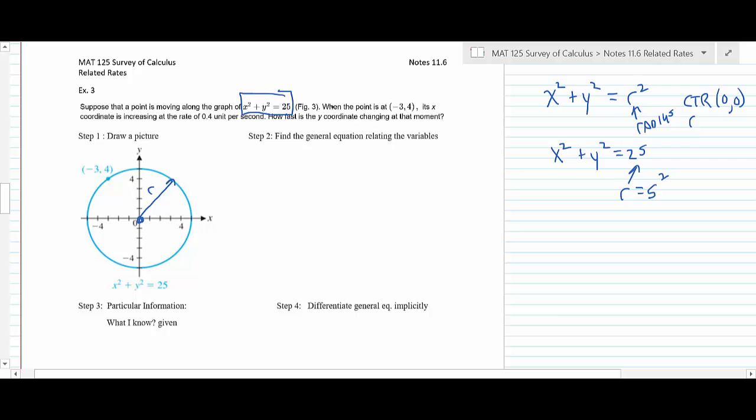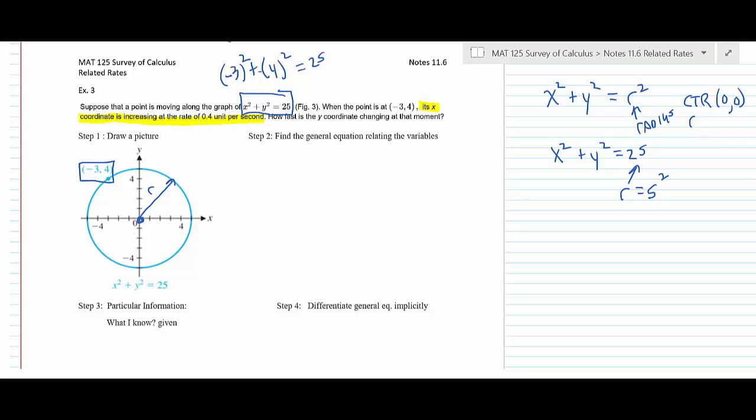Now, if you read on, we have a point, -3, 4, and that's on this circle. Notice if you did x squared, with x being -3, plus y squared, you would get 25. That's pretty easy to see in your head: 9 plus 16 is 25. So that's a point on the circle. You have to read what you're given in the problem. It says its x coordinate is increasing at a rate. That's a rate, right? So how would you write that? Remember, it always has a dt in it. What do you think?